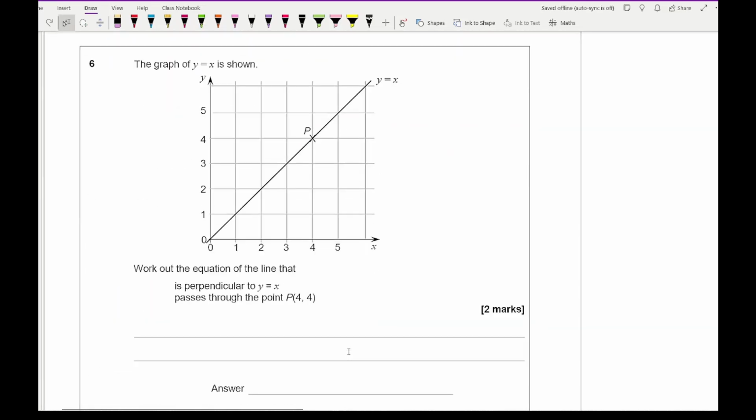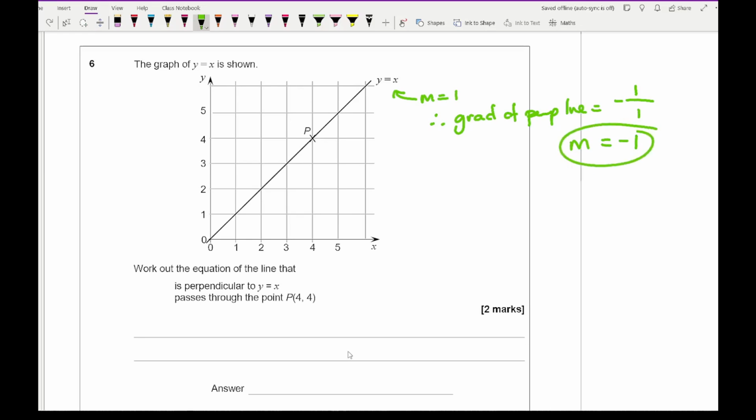Moving on to question 6, it says the graph of y equals x is shown, and it says work out the equation of the line that is perpendicular to y equals x and passes through the point of 4, 4. Well, the gradient of this line is 1 because we've got 1x. So therefore the gradient of a perpendicular line is going to be minus 1 over 1, which is minus 1. So m equals minus 1 over 1.